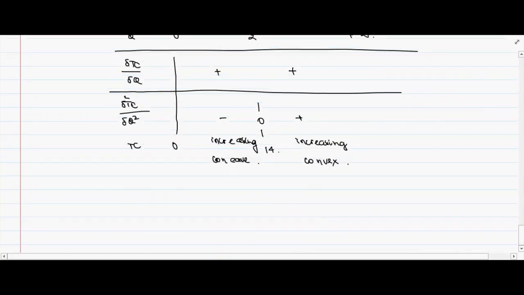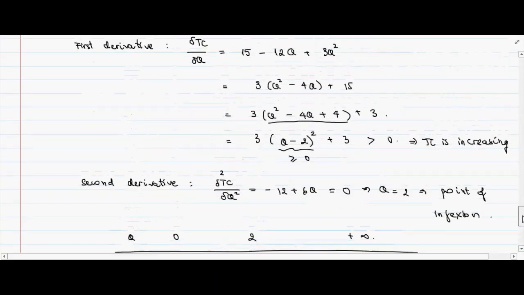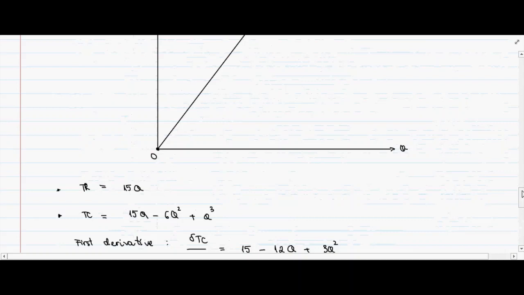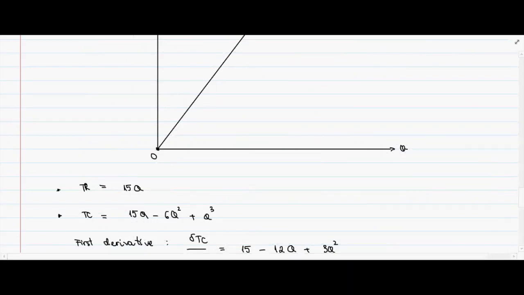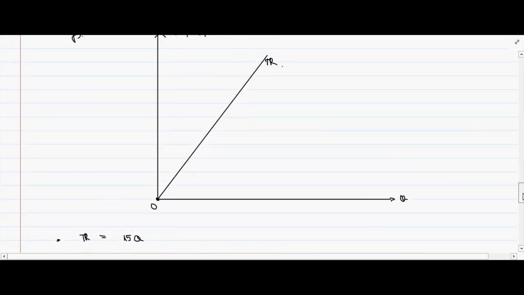Right, so now it should be quite straightforward to draw a diagram. Total cost is going to go through this point, the origin over here, when q equal to 0, total cost equal to 0. Now, when quantity equal to 2, which is here, I know this is the inflection point, and the total cost equal to 14, so I would say somewhere around here. I'll just get a random point, it doesn't matter.